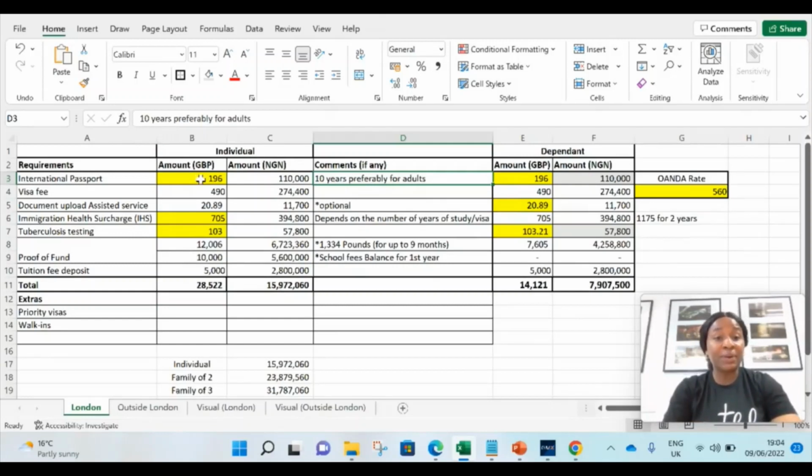So if you have an international passport already, you can skip this part, but I wanted a holistic view. Your visa fee is £490 per person. That's the visa fee for both dependent and student. The fee is the same.